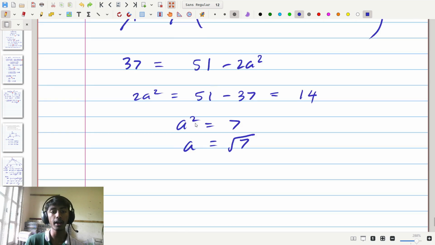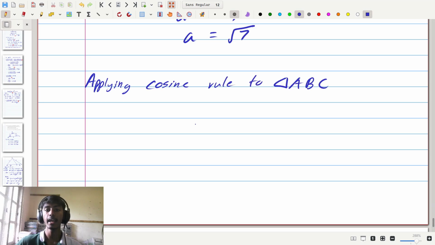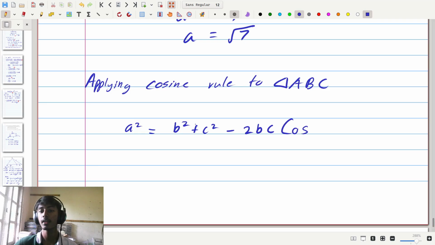So for that, let's go down and say applying cosine rule to the triangle ABC, and if we apply it with the angle BAC as the subject, we'll get A squared being equal to B squared plus C squared minus 2BC cosine of the angle, which is the angle BAC. I could label it capital A, but for the purpose of the question, I'll label it as BAC.